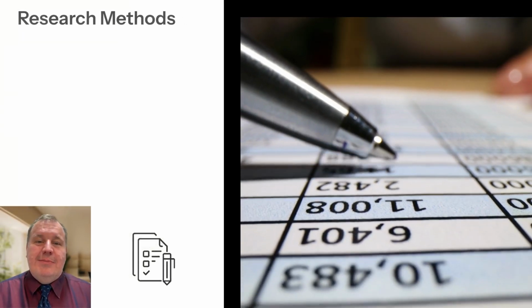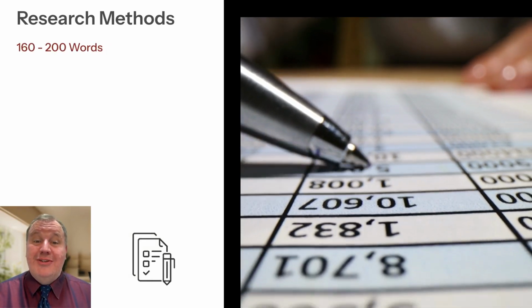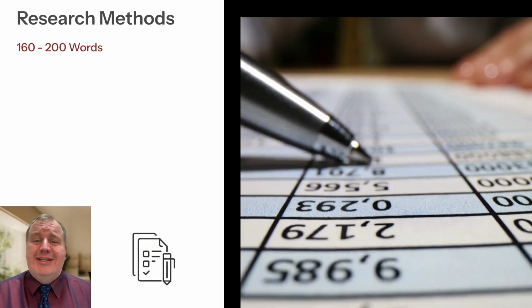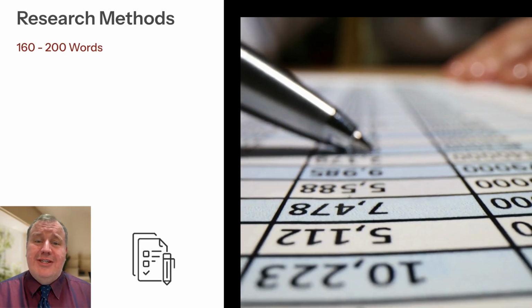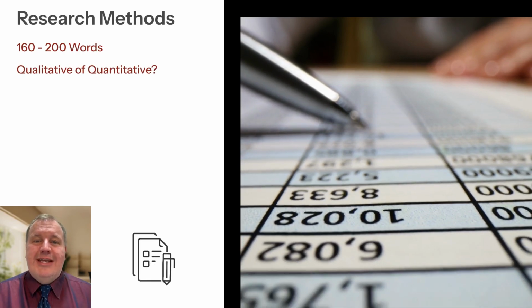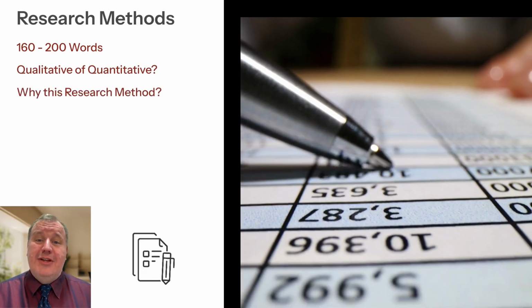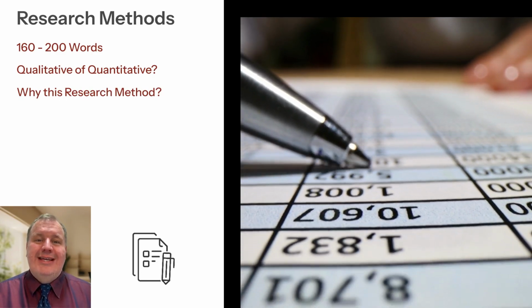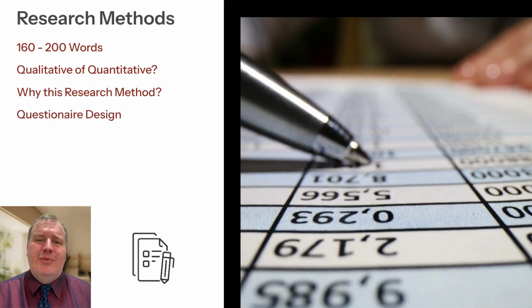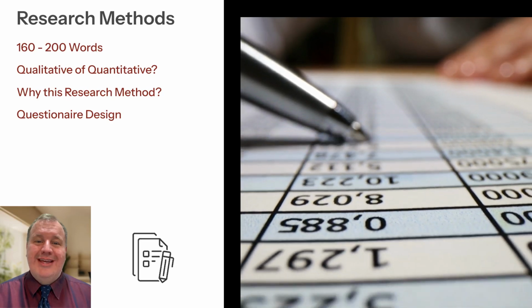Your research methods paragraph should be between 160 and 200 words, and it needs to clearly explain how you collected your data. Start by saying what method you used, in this case, a quantitative survey. Then explain why you chose this method. What made a survey the right fit for your topic? Next, describe your questionnaire design. What kind of questions did you include? For example, multiple choice or Likert scale?